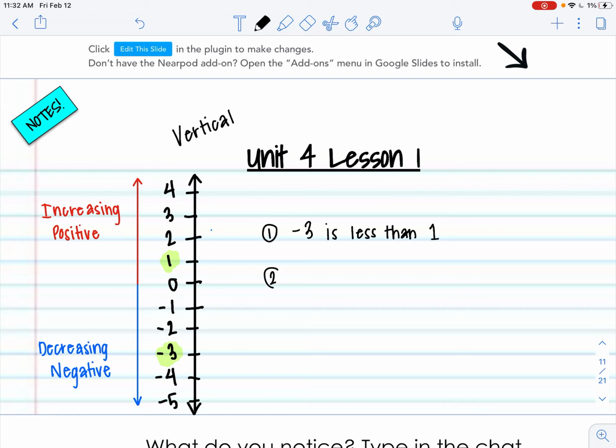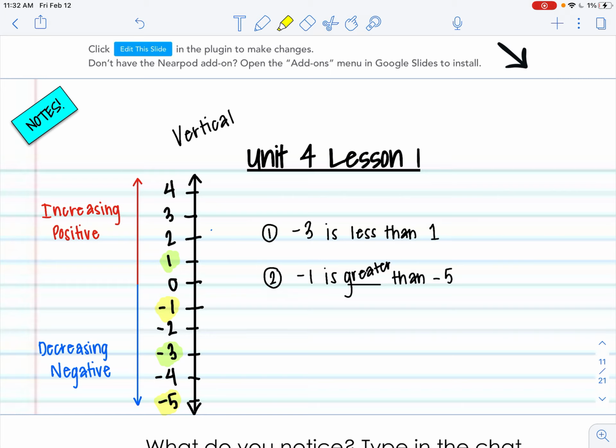Similarly, if we were comparing two negative numbers, -1 is blank, then -5, what do you think is going to go in that blank? You might have guessed greater. -1 is greater than -5. And again, the reason why that's true is because we can see -1 above -5 on the number line. In other words, -1 is closer to the positive numbers than -5.